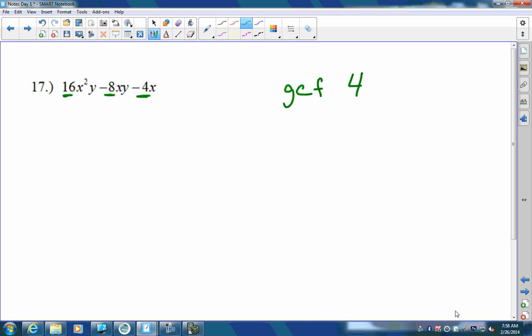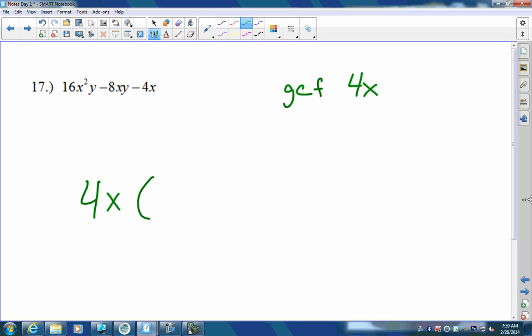Now, is there a letter that is in all 3 terms? I've got an X, an X, and an X. What's my smallest exponent on the X's? A 1. If there's not an exponent, that's a 1. Is there a Y in common in all of them? No, there isn't a Y right there. The only thing I have is this GCF. So I'm going to pull out just a 4x. And now I need to write what's left.